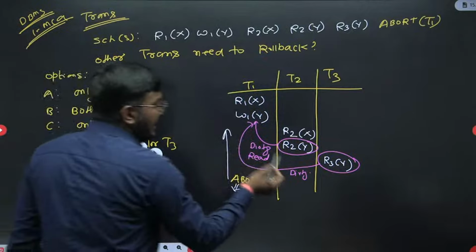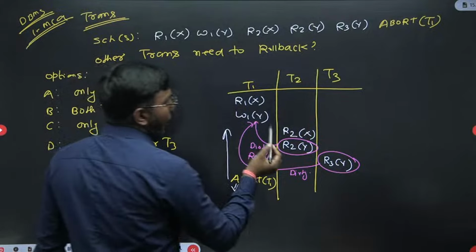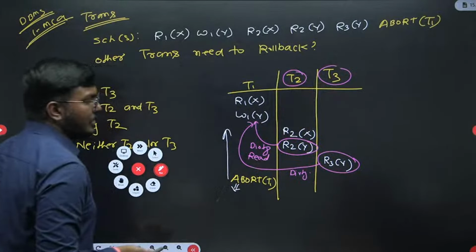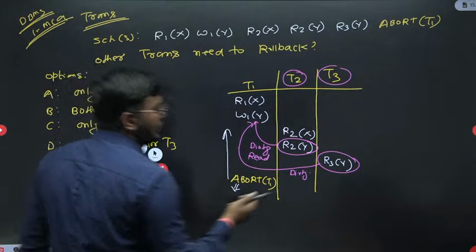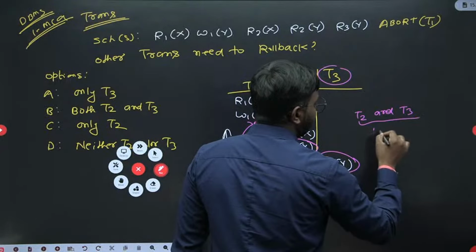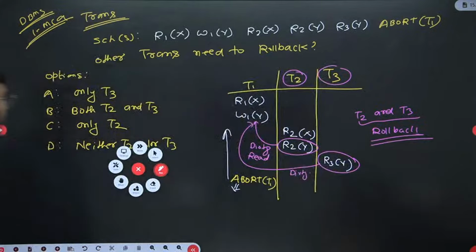So again, because of this dirty read, if this T1 is getting rolled back, it means all these dirty reads, or we can say transactions T2 and T3, also get rolled back here, to remove this dirty read problem. Understood? So both transactions T2 and T3 will be rolled back. So the answer is B only. Answer is B. Understood? Fine.